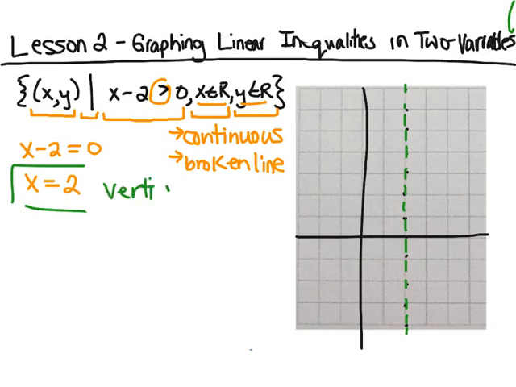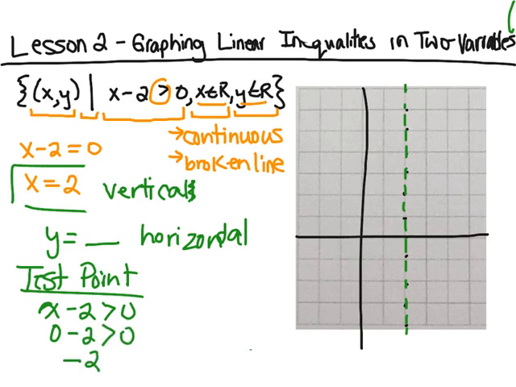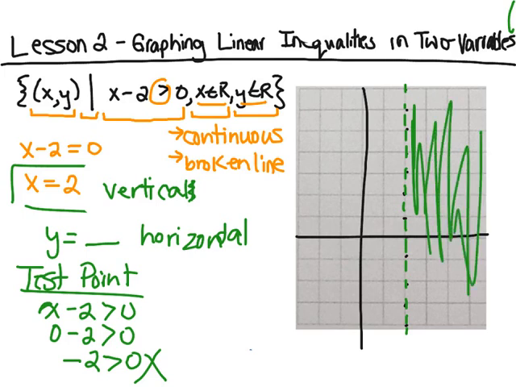Anytime you have y equals something, it would be a horizontal line. Just a note. Now we still need to find a test point to see which side to shade on. So we can still choose 0 and 0. So if x minus 2 is greater than 0, 0 minus 2 is greater than 0, -2 greater than 0. Because that's not true, we need to shade to the right of the line. So shade right.